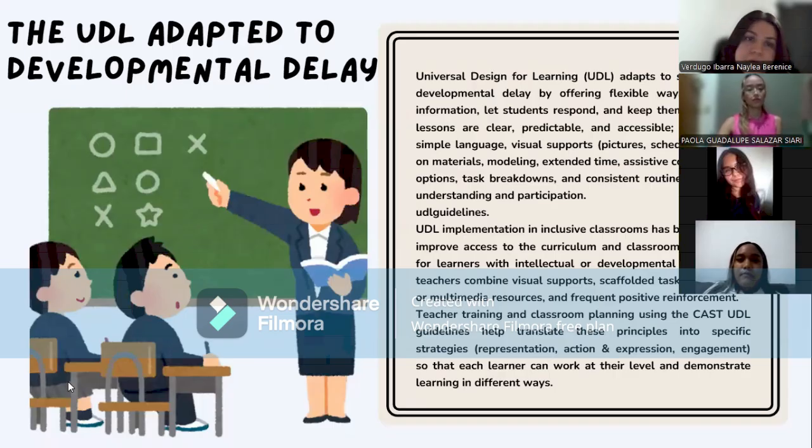The UDL adapted to developmental delay. Universal Design for Learning (UDL) adapts to a student with developmental delay by offering flexible ways to present information, let a student respond, and keep them engaged so lessons are clear, predictable, and accessible. Teachers use simple language, visual supports, pictures and schedules, hands-on materials, modeling, extended time, assisted communication.